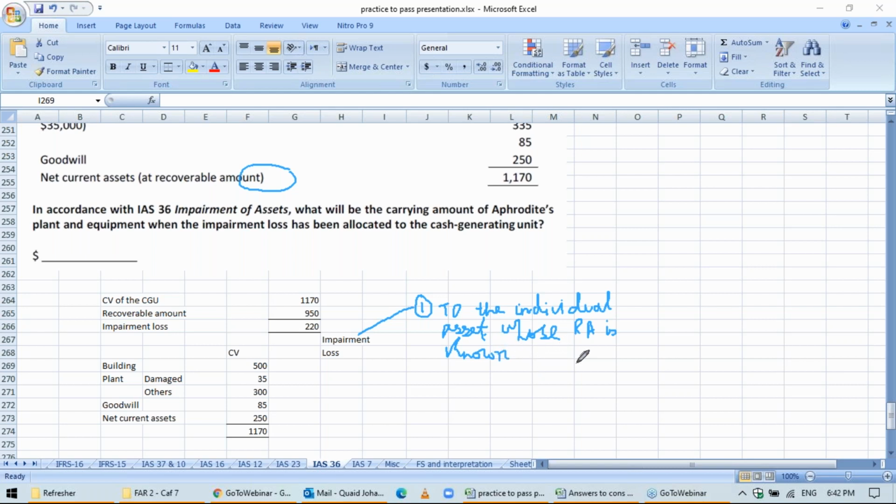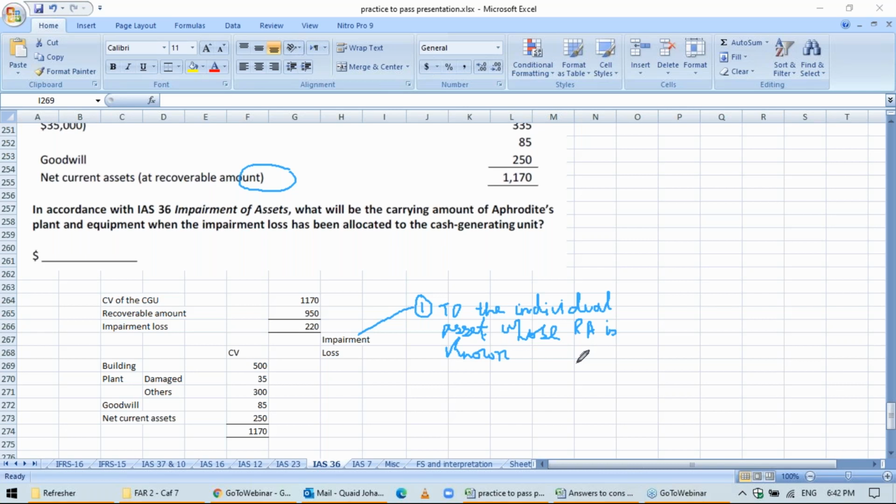So which item's recoverable amount do I know? The plant which is completely damaged. I know its recoverable amount is 0. Right? Now one more thing you need to know. Why are we using this cash generating unit? Why are we not calculating the losses separately? We are not calculating losses separately because we cannot calculate the recoverable amount separately. The recoverable amount 950,000 belongs to the whole group of assets, right?